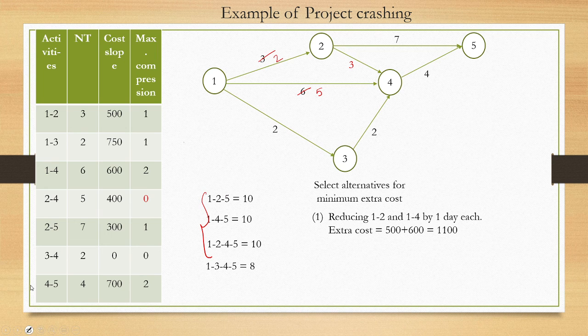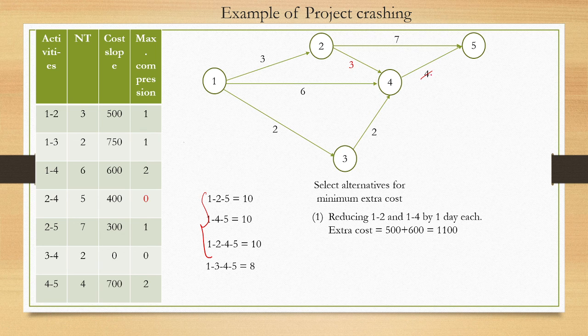Are there any other options we have? Let's see. We can do one thing: we can reduce this one here from 3 to 2, and we can reduce this, but we cannot reduce it further, so this is not an option. Why can we not reduce it? Because 2 to 4 is already 0, so we cannot reduce it further. Just leave this one. Okay, is there any other option?